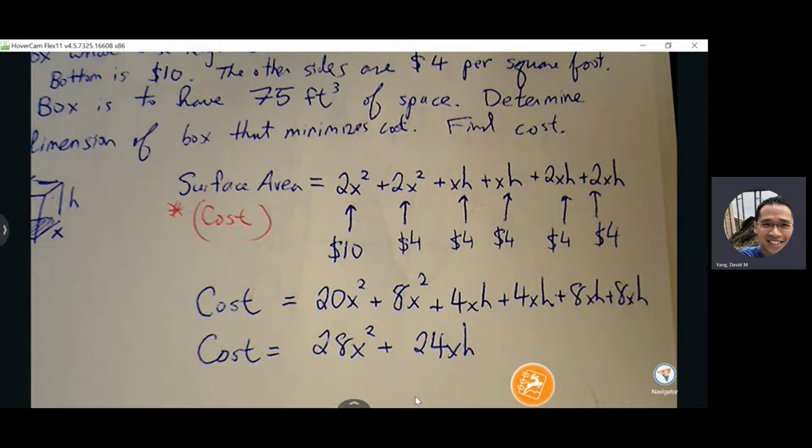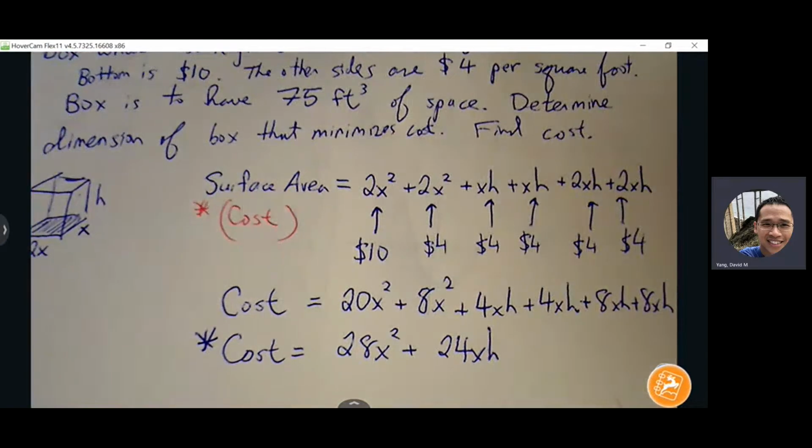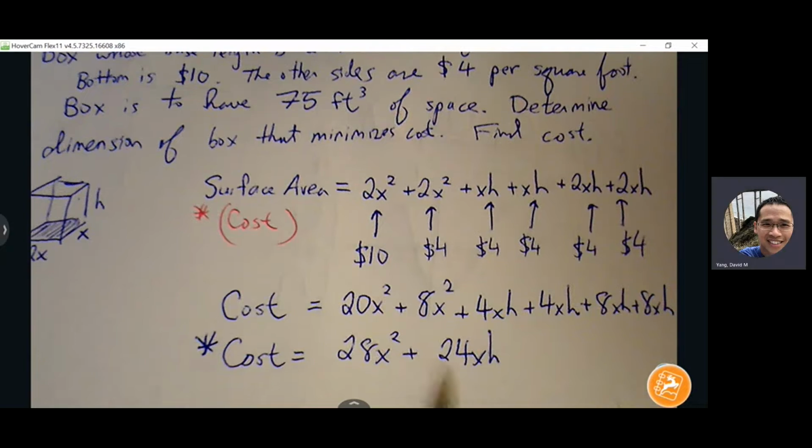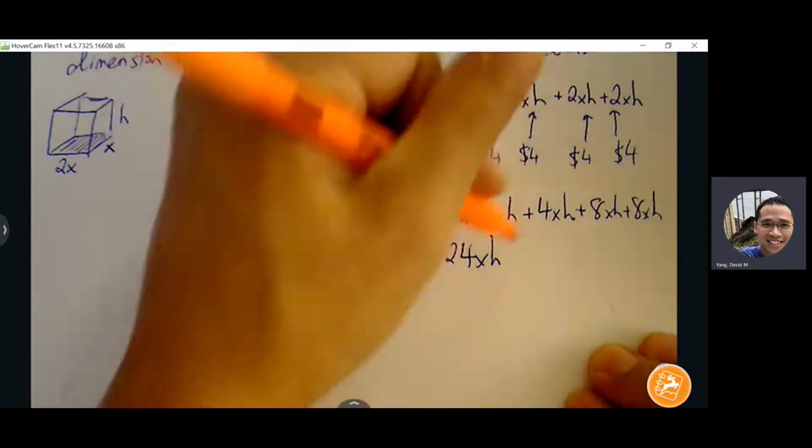Okay, good so far. So I put a star next to the cost because this is what we want to find the derivative for, but there's something that's preventing us from finding the derivative just yet. There's something that's sticking out. The h. That h needs some help, right? We need some replacement for that h.